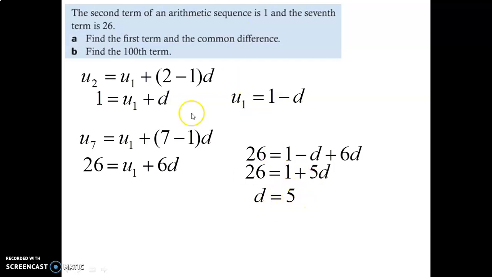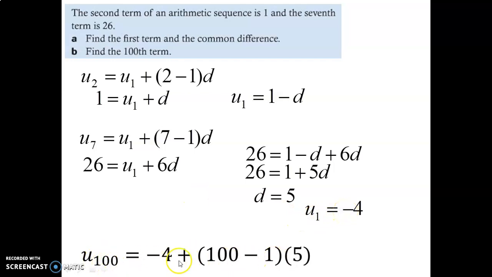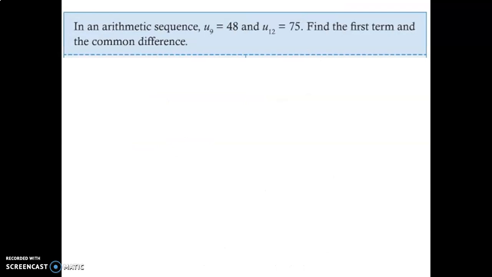So now we have our d value, find the 100th term. So we're going to find the u1 value first of all. You can take this d value and plug it in either here or here, in either equation, to get the u sub 1 value, the first term. And now you can use the general rule to find the 100th term. And it is 491. All right, almost there. Let's look at this one here.